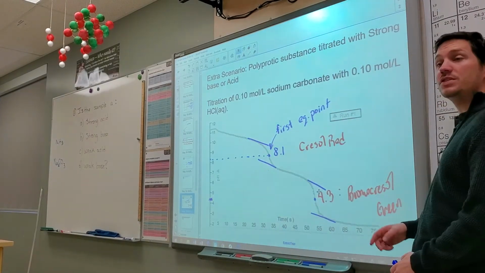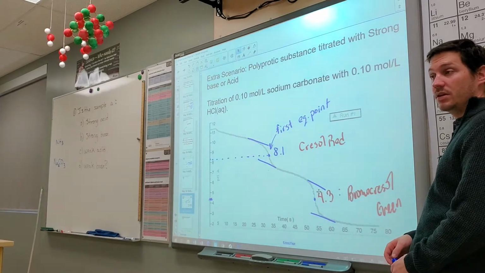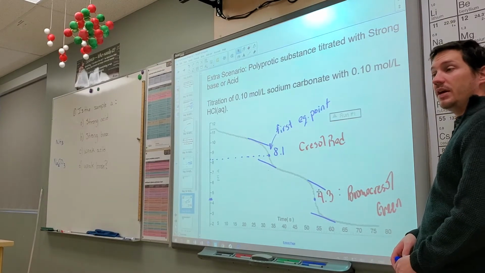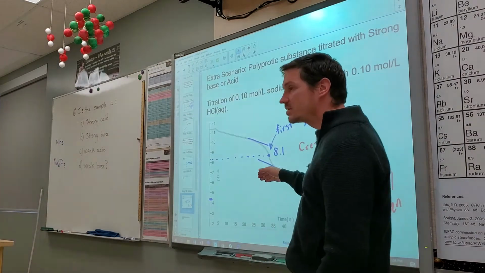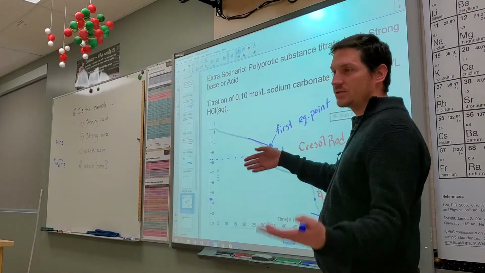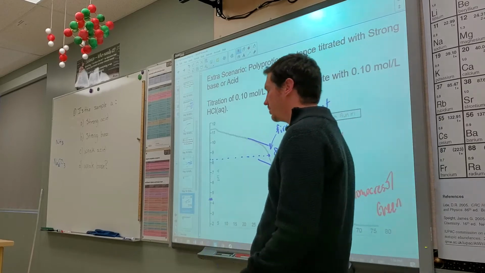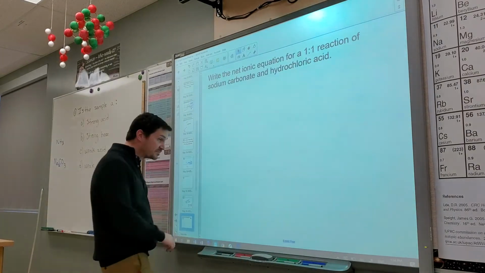Is anybody confused by how we pick indicators? No. Does that seem fairly straightforward? The way I would always do this is I would actually legitimately draw the 2 lines, right? And halfway between those two lines is your equivalence point. Figure out the pH and then move on.